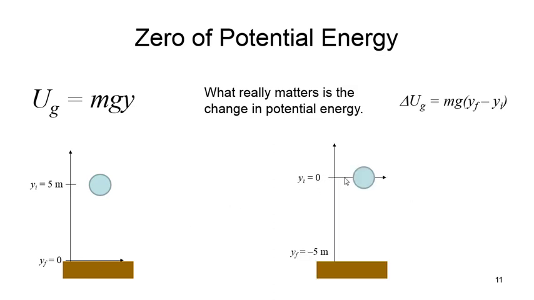Someone who puts their y equals 0 here would say that their initial potential energy of the ball is 0, and the final potential energy of their ball would be m times g times negative 5. So in the end, both of these systems are describing that the ball has lost the same amount of potential energy. Okay, because y final minus y initial is negative 5 for both of these people. So they both would say the ball has lost the same amount of potential energy.